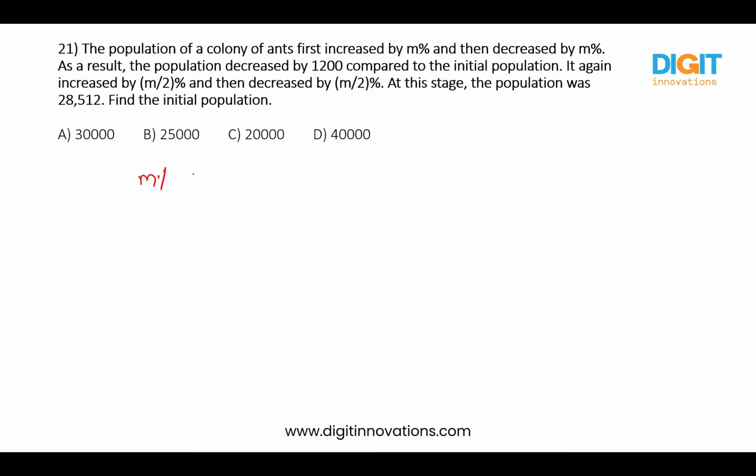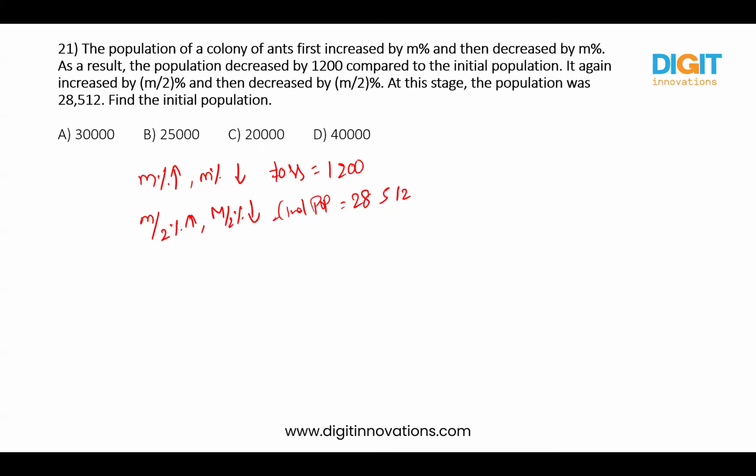After m% increase and m% decrease, loss is 1200. And then after m by 2% increase and m by 2% decrease, final population is 28,512. Since the second percentage is half, the second loss effect is much smaller.